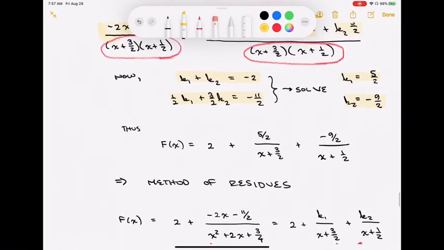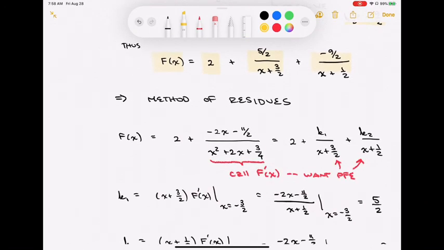Thus, what do we get out of this? That original rational function f of x, which we had expressed as a non-strictly proper quadratic over a quadratic, can be broken up into simpler terms. And the simpler terms here are the 2 that came out of the synthetic or long division, and then 5 halves over x plus 3 halves and -9 halves over x plus a half. We got those coefficients 5 halves and -9 halves by the method of clearing fractions. We could also get this with a method of residues, so we'll go ahead and do that as well. It would have been the same thing.